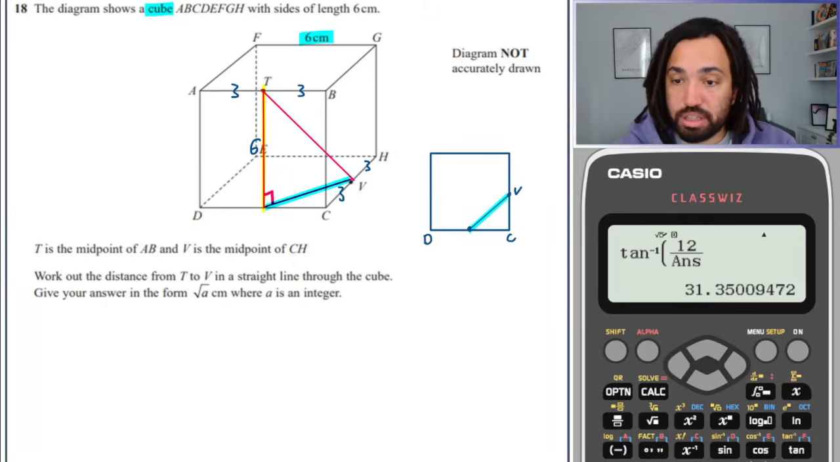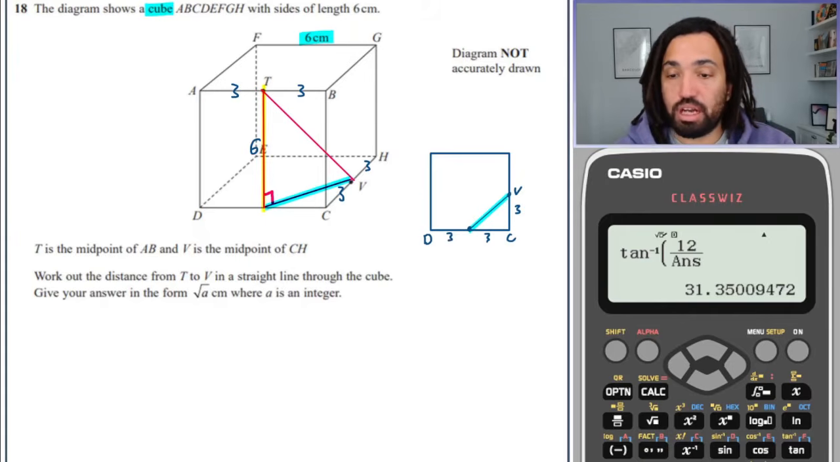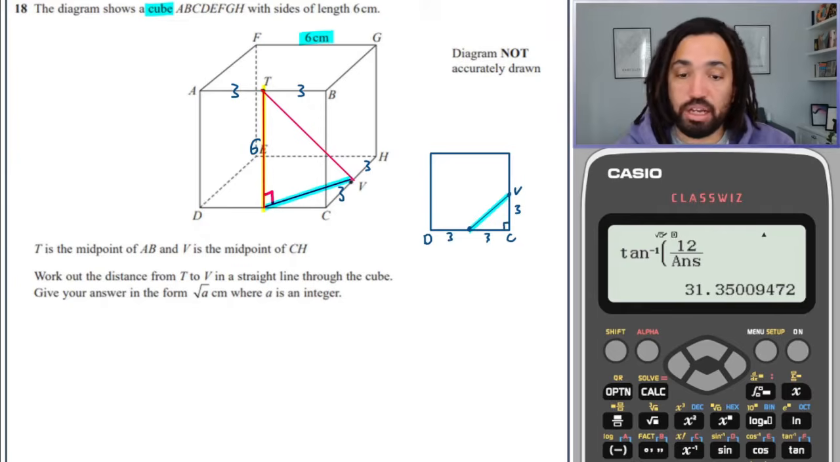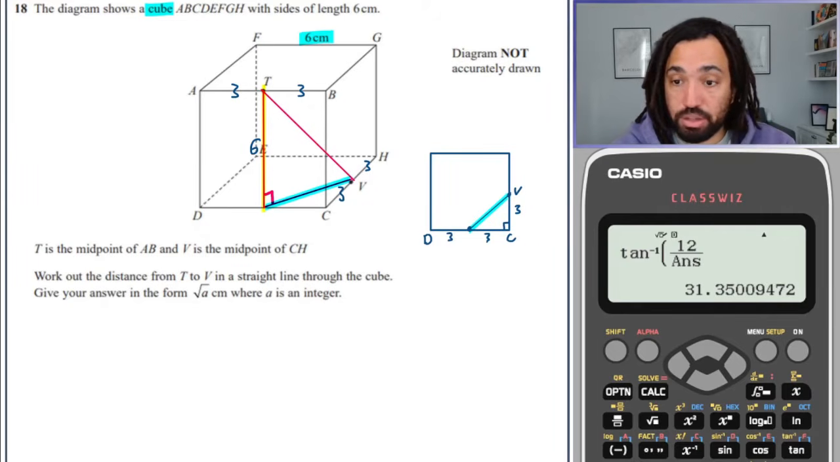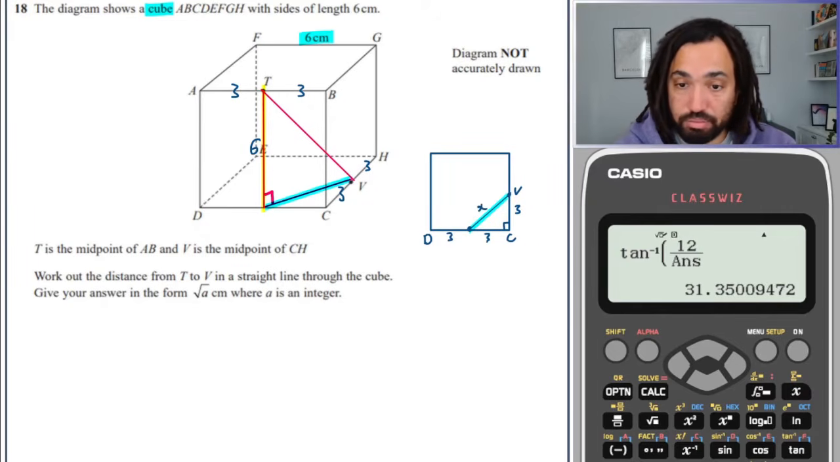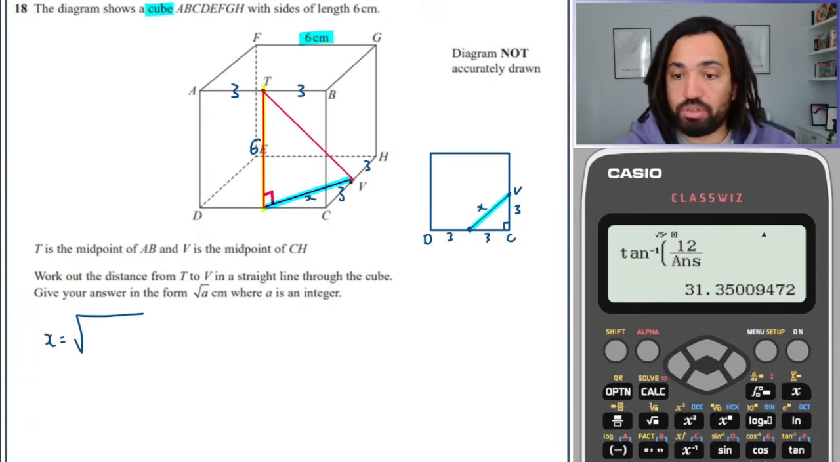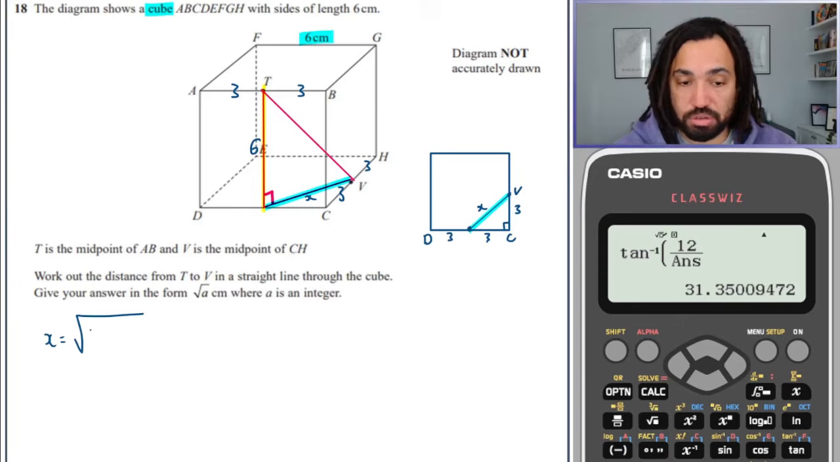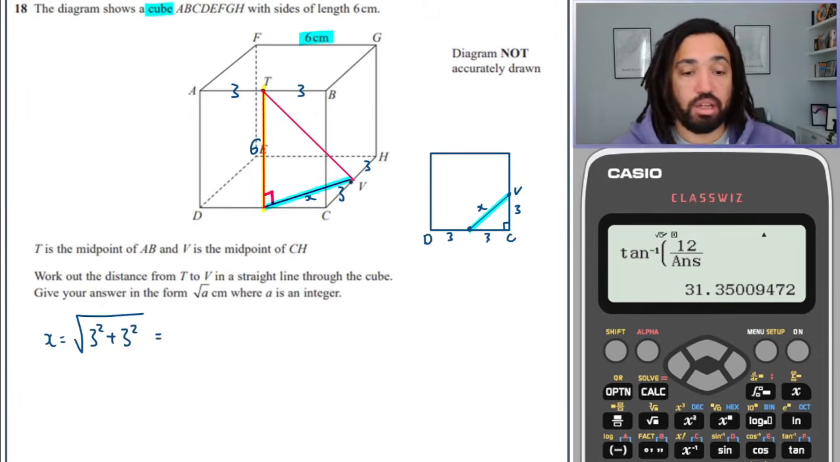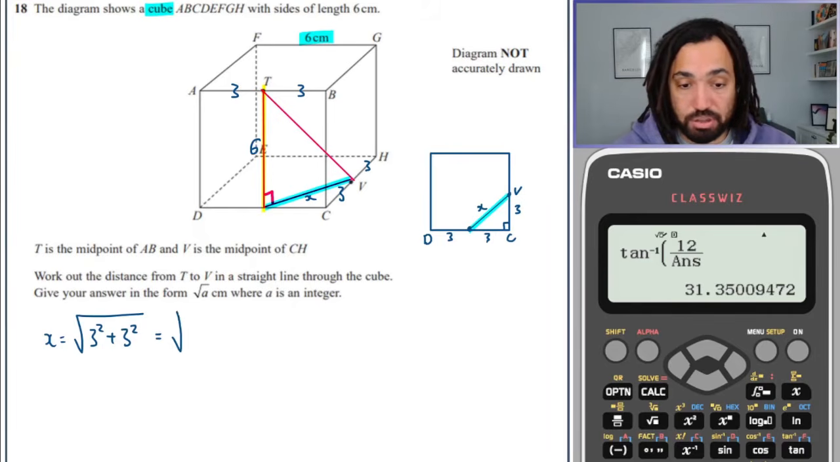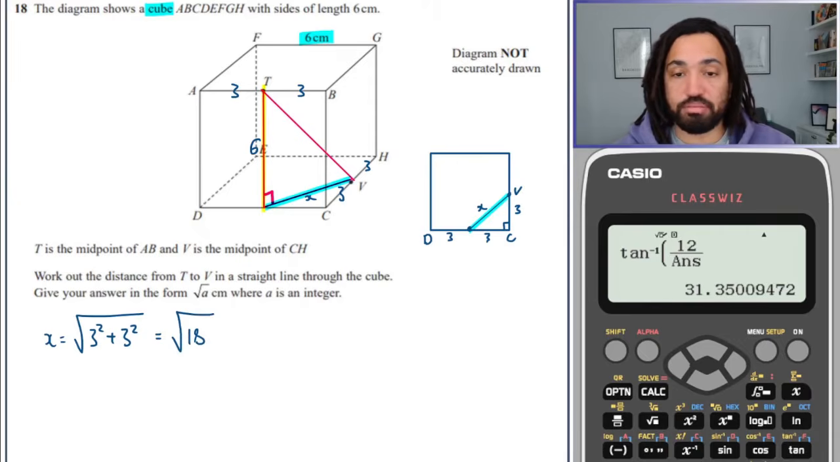And we know that this is 3, and this is 3, and this is 3. So in order to work out the blue line, let's call it x, we need to do the square root of the two short sides, because it is the hypotenuse we're trying to find, and both of those short sides are 3. So we don't need a calculator for that, because that's 9 plus 9, so it's the square root of 18. Just leave it like that, that's fine.